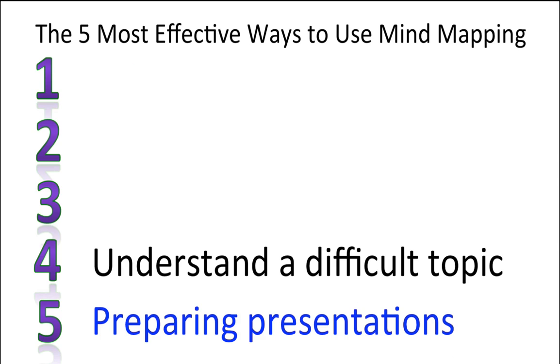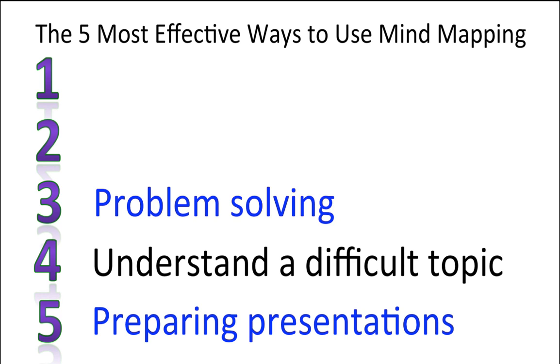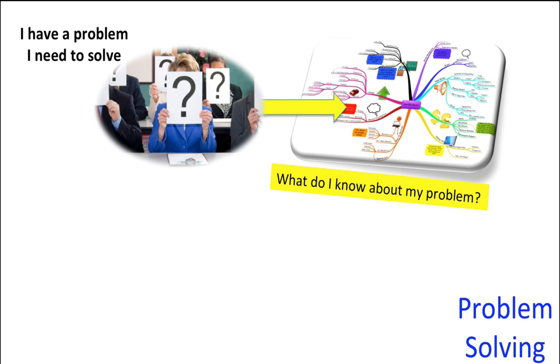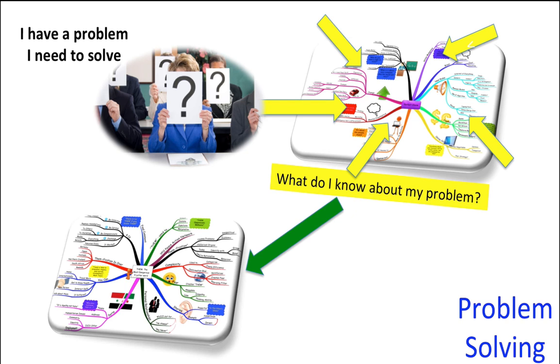Now at number 3, we have problem solving. Use a mind map to capture in detail everything you know about the problem you're trying to solve. As you gather all of the detail of the problem, ideas and potential solutions may come to mind. Capture them on the mind map as they surface. Then once you've captured everything you know about the problem, brainstorm different ideas to solve it and capture those thoughts on a new mind map.